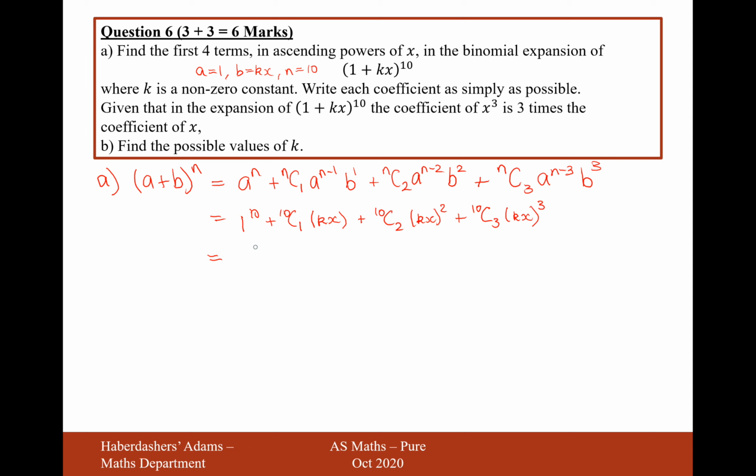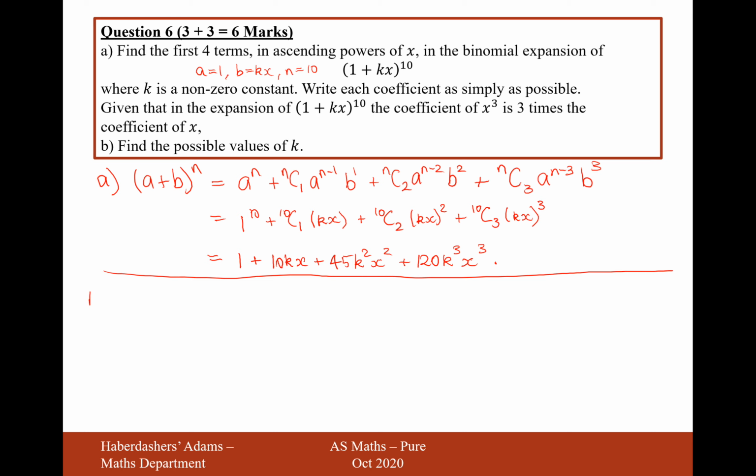Now remember, the k and the x are going to be squared or cubed in this expression, so it's going to be 1 plus, let's grab the calculator, 10 choose 1, and that's 10, so it's going to be 10kx, plus 10 choose 2, 45, k squared x squared, because you square the k and the x, plus now 10 choose 3 is going to be 120. 120 k cubed x cubed. So there we are, that's the final answer for part A.